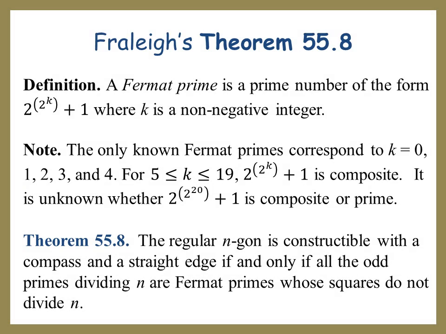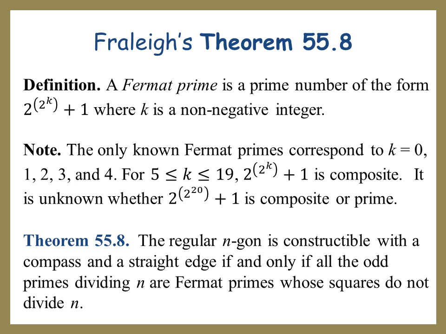In Section 55 of Fraleigh, we will classify exactly which regular n-gons are constructible. A Fermat prime is a prime number of the form 2 to the 2 to the k plus 1, where k is a non-negative integer. The only known Fermat primes correspond to k equals 1, 2, 3, and 4, and are, respectively, 3, 5, 17, 257, and 65,537.